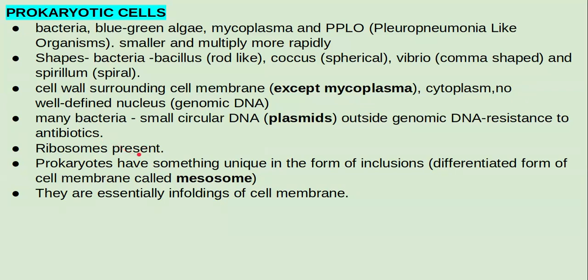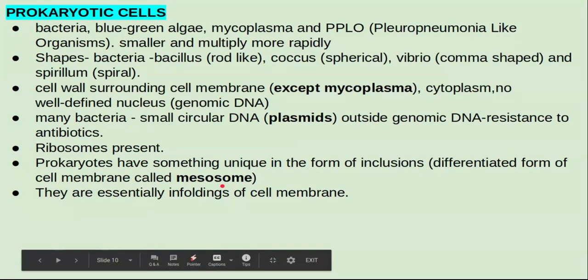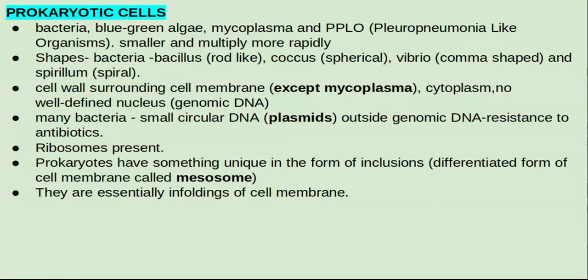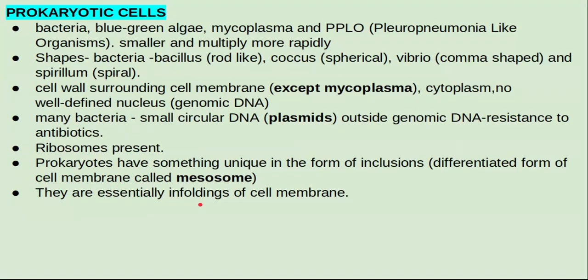Prokaryotes also have ribosomes. Their ribosomes are slightly different from that of eukaryotes. Then, prokaryotes also have a structure called the mesosome. Mesosome is just an extension of the cell membrane inside the cytoplasm. This could be in the form of vesicles, in the form of tubules, or in the form of plate like structures called lamellae. We will look at mesosomes also in our diagram. You have to remember that they're extensions of the membrane and they are infolded, that means inside the cytoplasm.